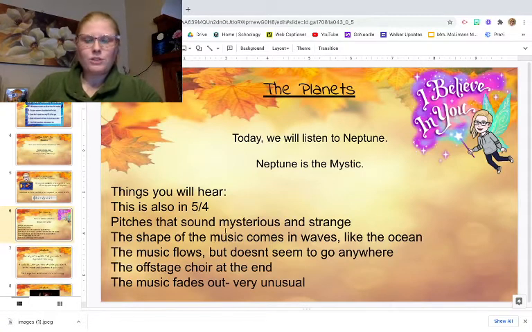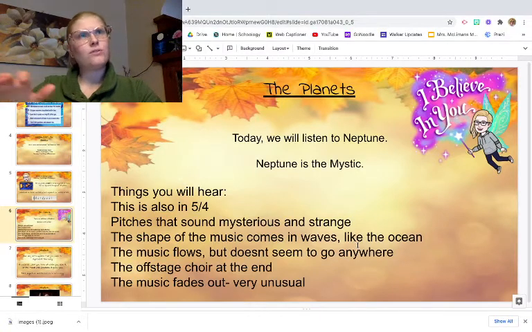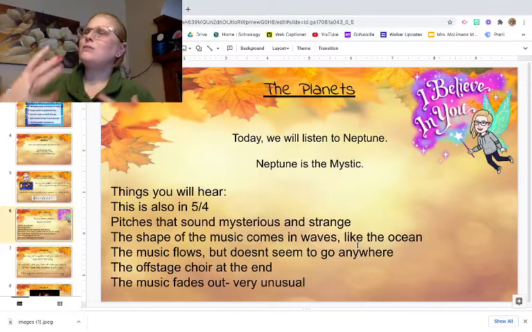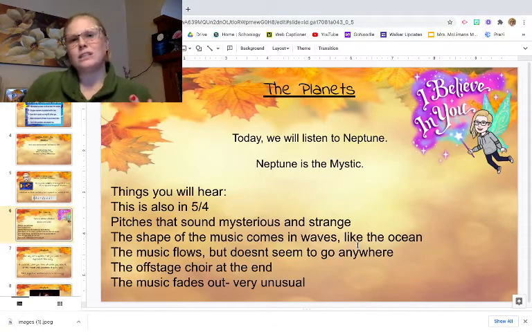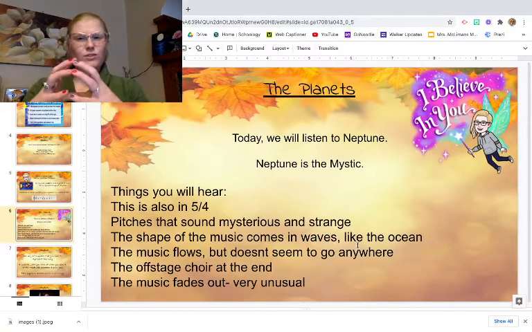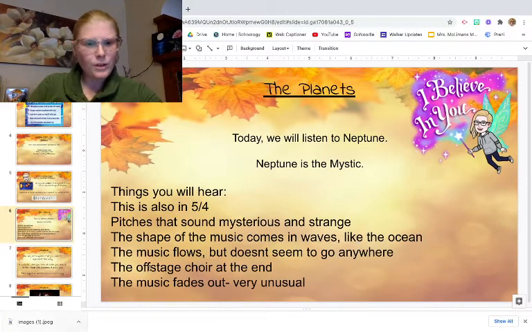The shape of the music comes in waves, sort of like the ocean does. It's flowing back and forth, but even though it's flowing, it's a weird sensation, and you'll hear it when you listen. It seems to flow, but it never really goes anywhere. It's like a sphere of liquid that was flowing around and around. It didn't really go anywhere, but it's still circulating and flowing and oozing around.